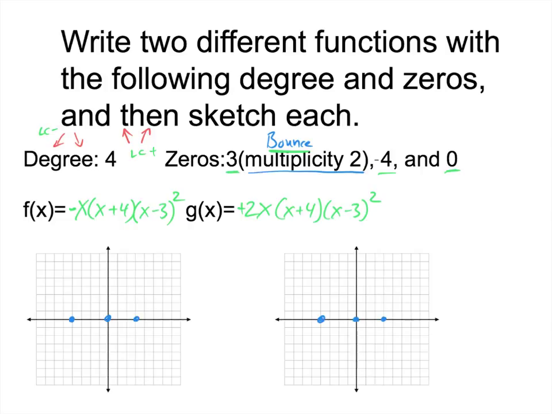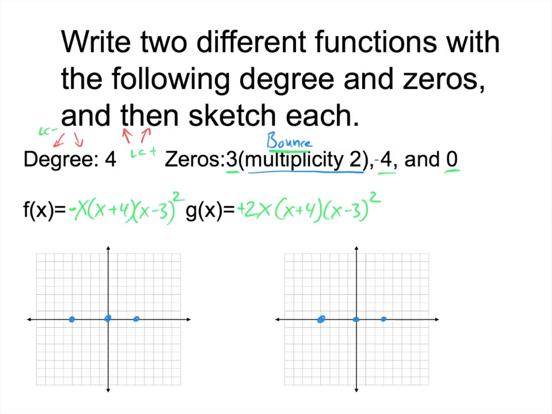I just wrote two different equations. Now, by the way, could I flip-flop these two and put the x minus 3 squared and then the x plus 4? Yeah, the order in which you put them doesn't really matter. But here I made two uniquely different graphs. They both have the same zeros and they're both fourth degree, but they'll look quite different. So let's graph this one real quick. We're going to quickly graph the first one.